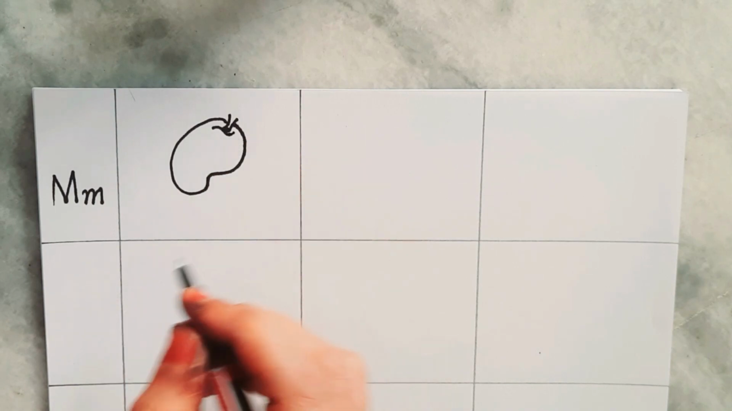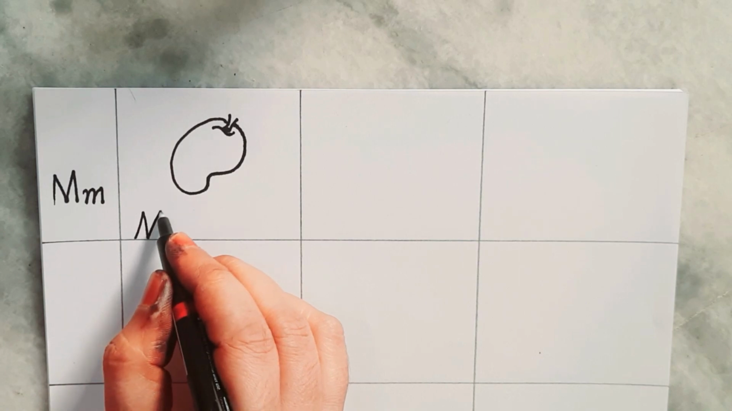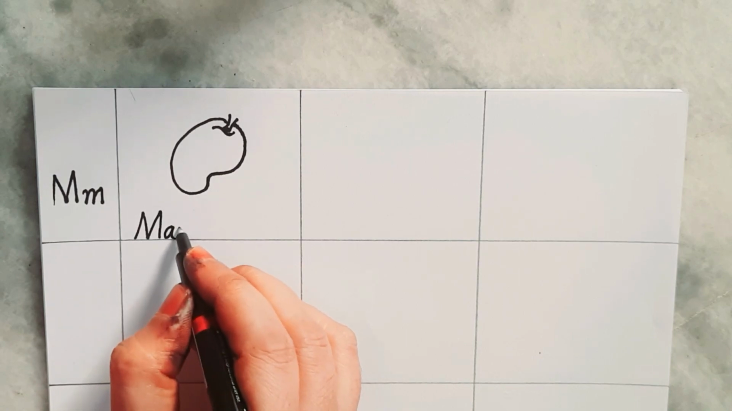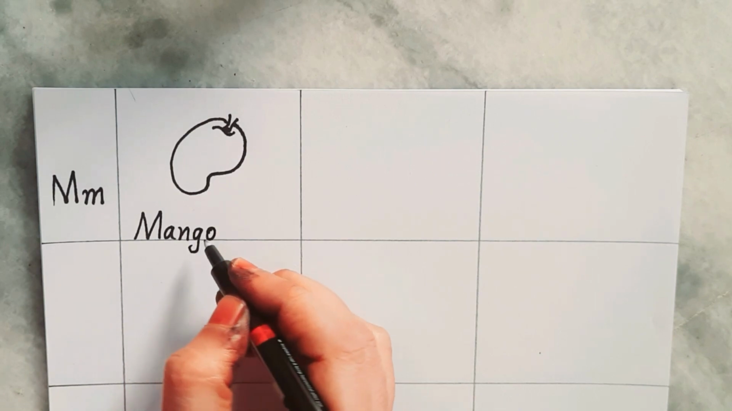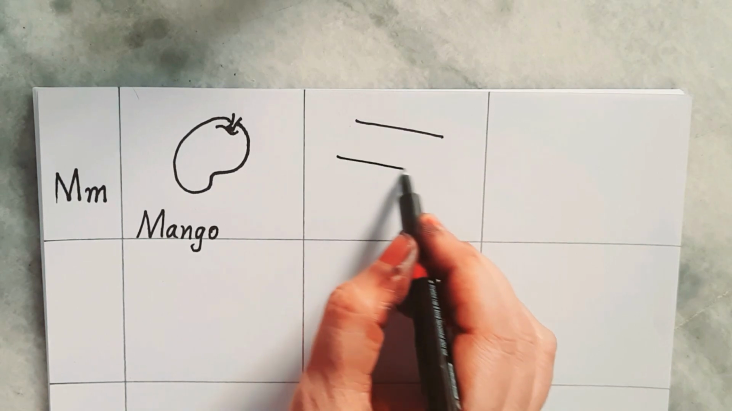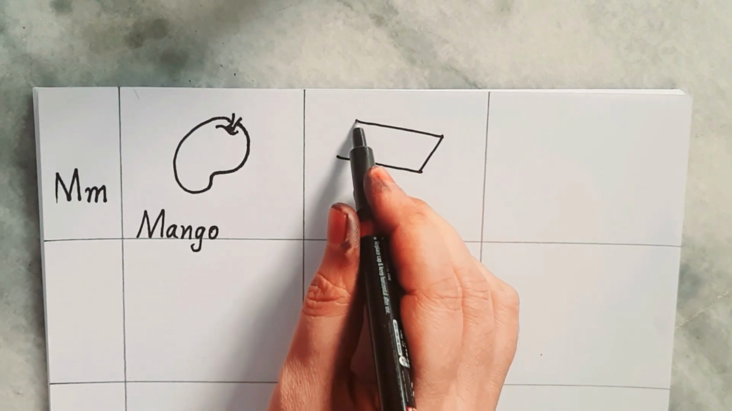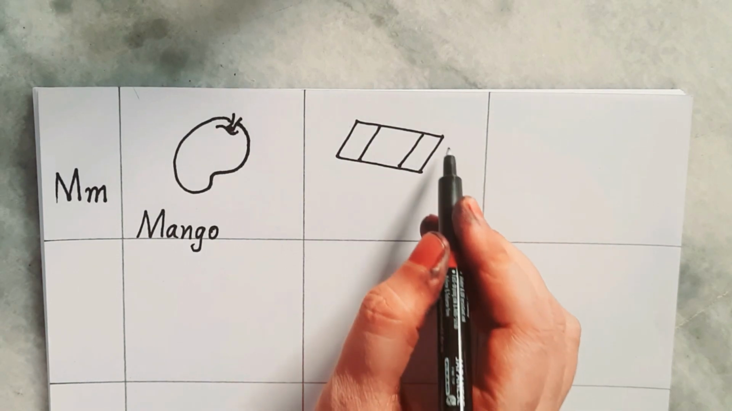Shall we write the spelling? M-A-N-G-O, mango. And the next one, can you guess the next picture? It starts with letter M.